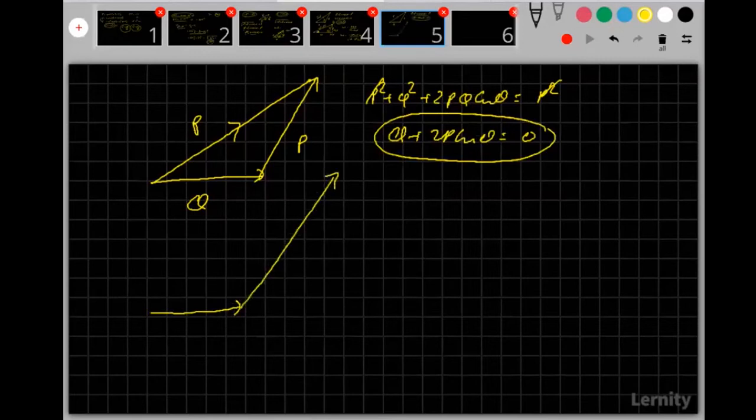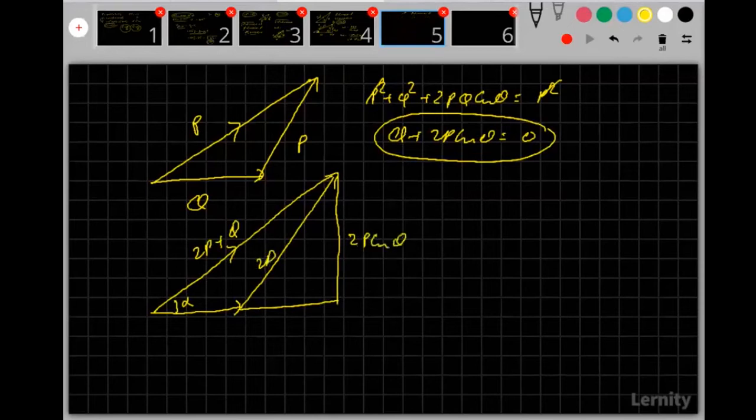I am doubling this. So now this is the angle. This is 2P plus Q. So now I will talk of this angle alpha. Now it will work out. 2P cos theta. This is 2P. So this is 2P sin theta, 2P cos theta. Yeah, now it works out. So I'll have tan alpha is equal to 2P cos theta divided by Q plus 2P cos theta.